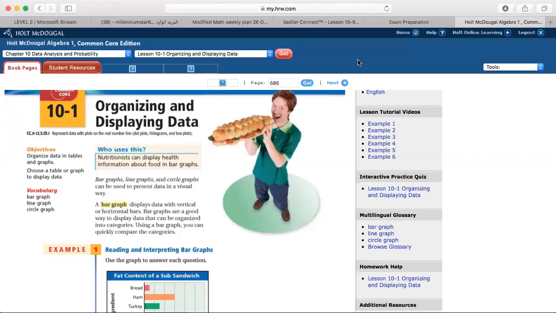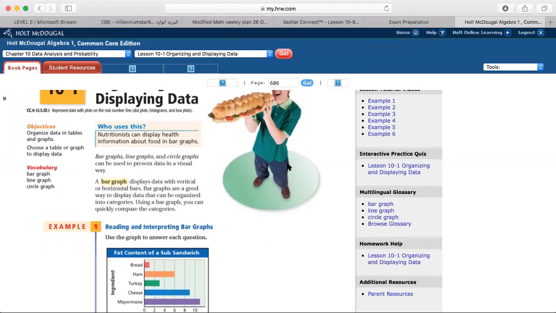Today we're going to start a new chapter in Algebra 1. So open your book, chapter 10, lesson 1, page 686. Organizing and displaying data. It is a so light and so easy chapter. We're going to enjoy it.